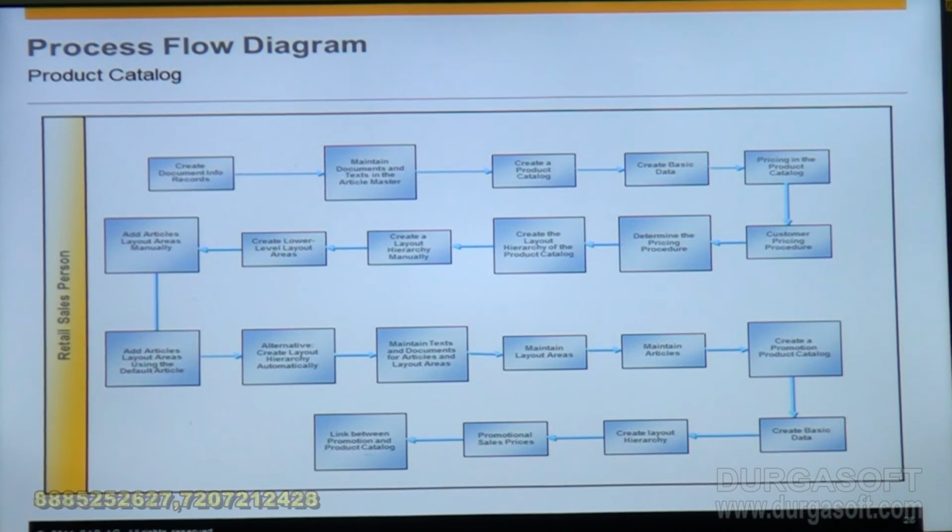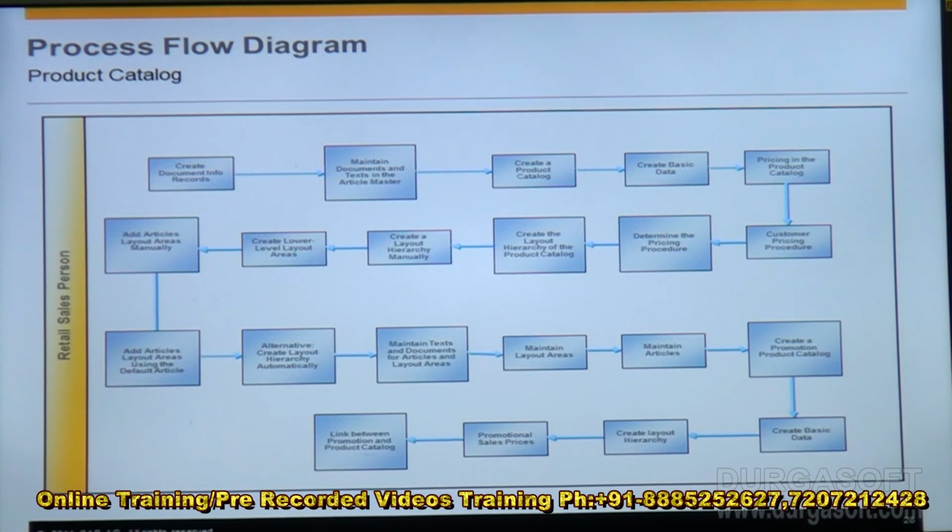So this is my product catalog flow. This catalog flow shows what the flow looks like for a requirement system. Which creates the document info records, maintains the document and text requirements, creates the product catalogs, basic data and pricing into the product catalogs.